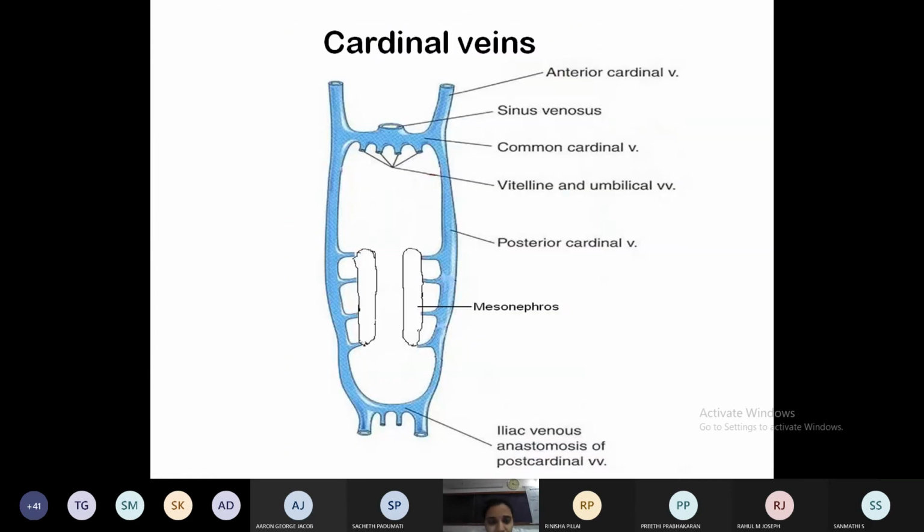Then cardinal veins. Cardinal veins are the ones which drain the blood from the body. The anterior cardinal veins drain the blood from the upper part. The posterior cardinal veins drain the blood from the lower part.